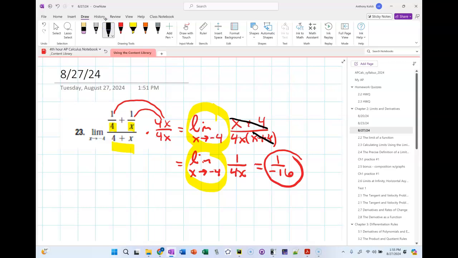I saw a bunch of hands here. Alex, did I see your hand also? Yeah. What's up next? 30. 30. Yes, sir.